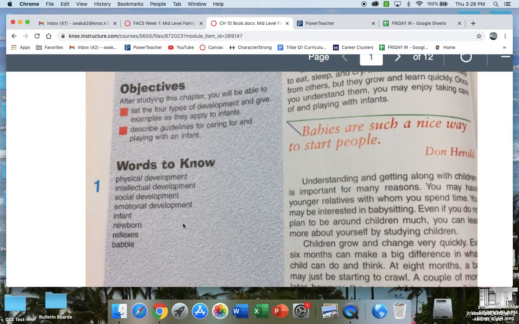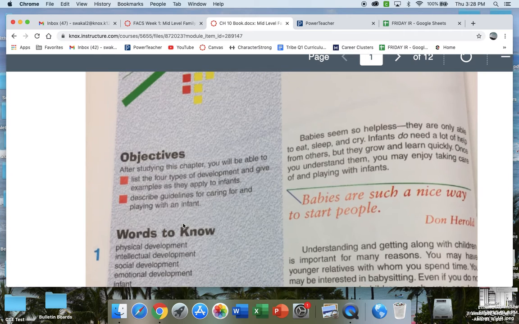At the beginning of every chapter, I do this. The objective for this chapter, after you have read this chapter, after we've gone through the lessons, you will be able to list the 4 types of development and give examples as they apply to infants. And you will also be able to describe guidelines for caring for and playing with an infant.